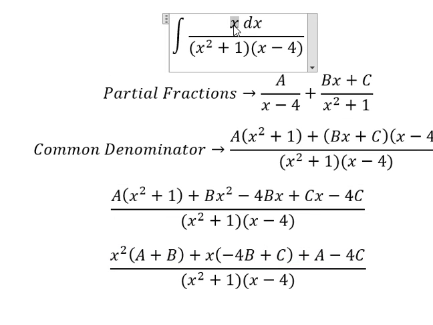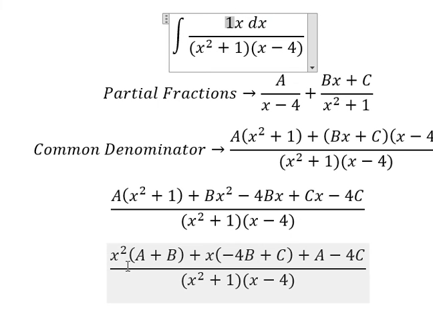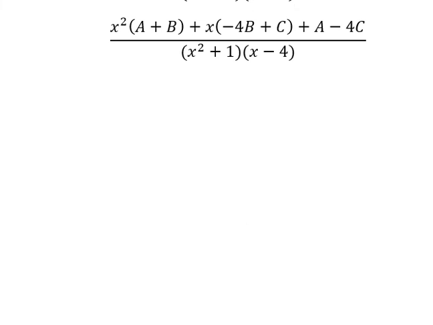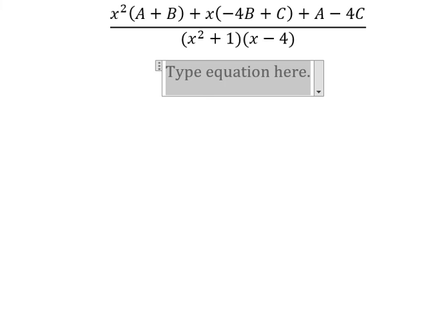We just have only s, and that is number 1. So negative 4B plus C equals number 1. We don't have s squared and the numbers, so A plus B and A minus 4C equal number 0. And now we create the system of equations.